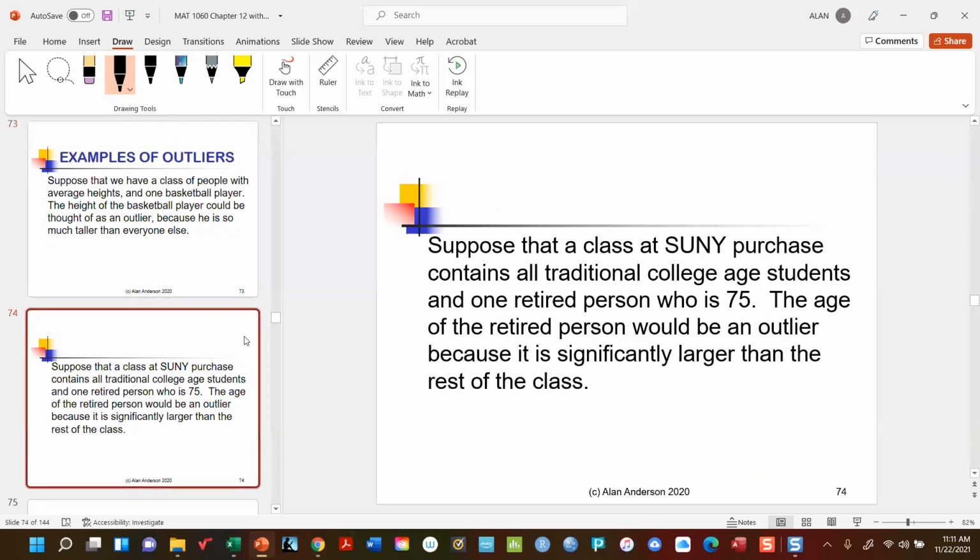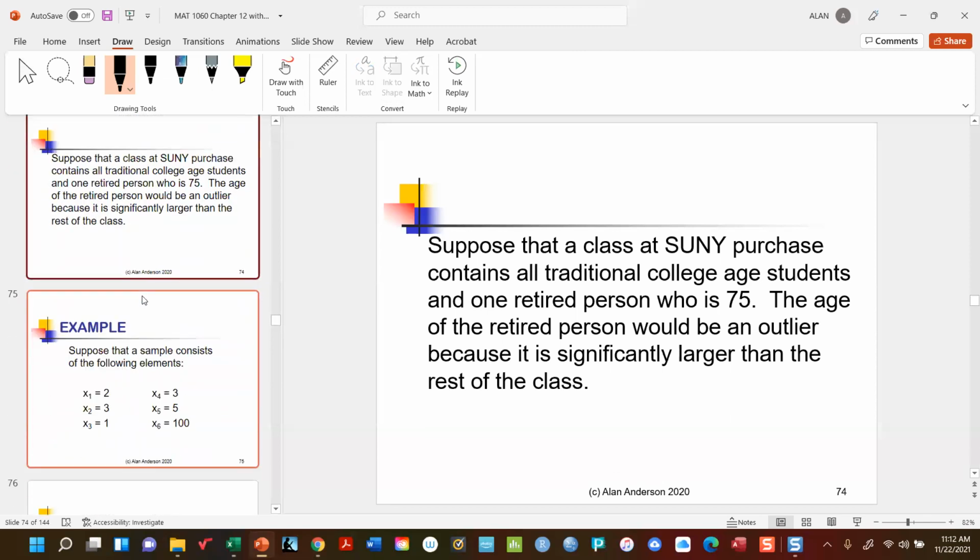I don't care how old I am. I want to keep learning. So imagine that you're in a poetry class, and there's that one person who is taking the class for the fun of it. And she's 75 years old. All the other students in the class are probably between 18 and 21. And this one retiree who just shows up because she loves poetry is 75. So her age would be an outlier because she's significantly older than the rest of the people in the class. All right, so that could be thought of as an outlier.